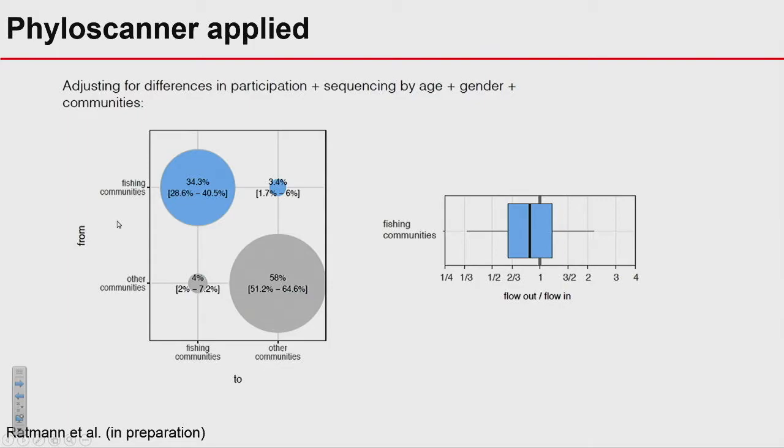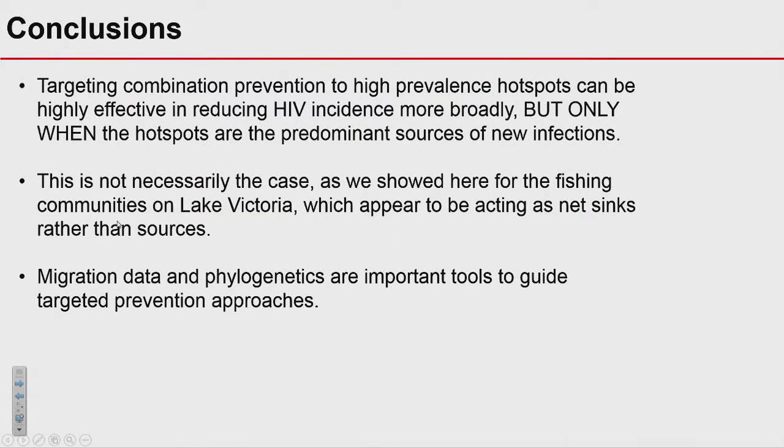So this figure here is the viral flow out versus the viral flow in. If fishing communities were predominantly acting as sources, you would see this median centered greater than 1, but we actually see it's below 1, suggesting that there's more flow in than there is out. So again, this suggests that these fishing communities are acting as net sinks rather than sources.